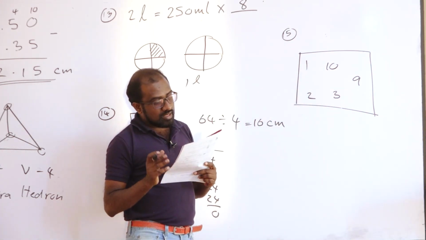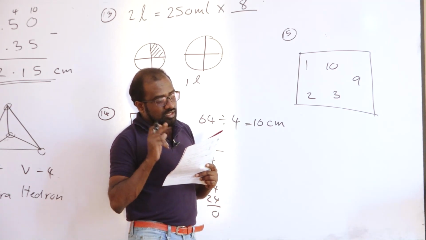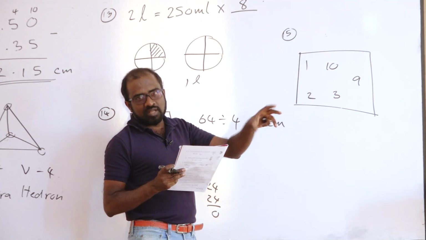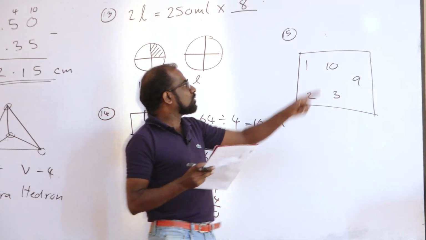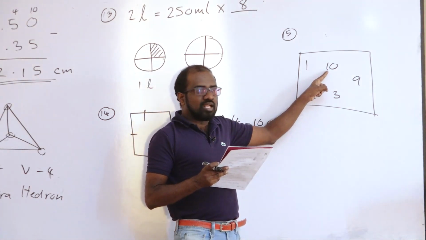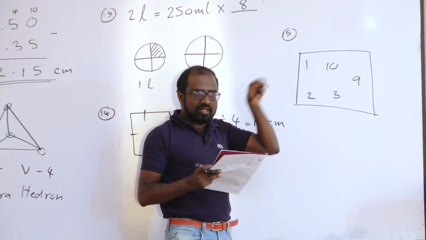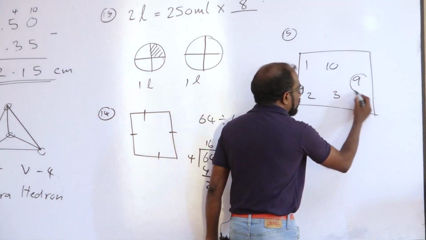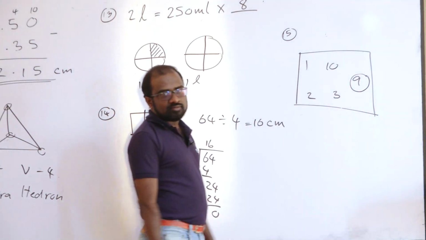Circle the composite numbers less than 10. 10 is not less than 10. 10 and 10 are equal. So what is the answer? The only number you can circle is 9.